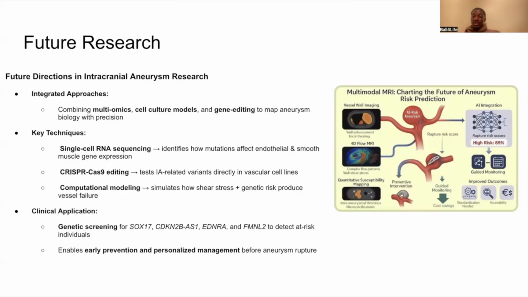Moreover, genetic screening for variants such as SOX17 and FMNL2 could help identify at-risk individuals, allowing preventative management before aneurysm rupture occurs.